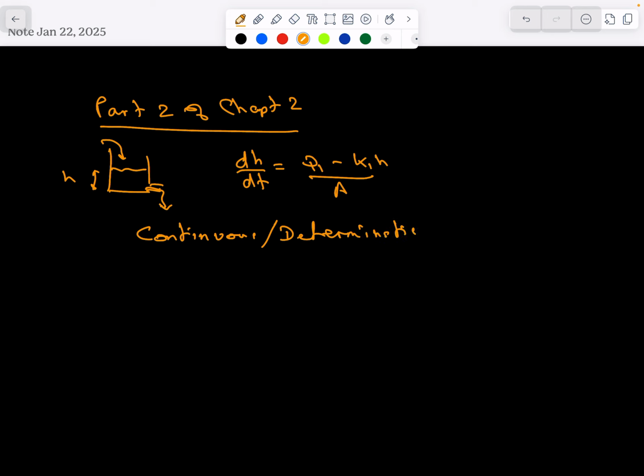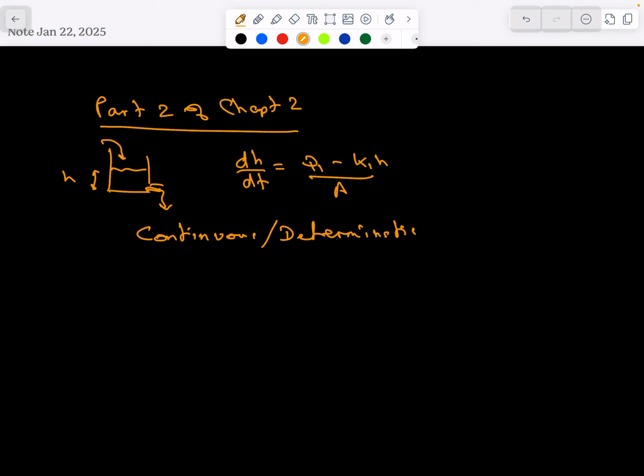These are very common kinds of models. A lot of electrical circuit models are continuous deterministic. A lot of mechanical models are continuous deterministic. A lot of chemical models, like chemical reaction networks and so on, as long as the concentrations are high enough, are also modeled as continuous deterministic models. So it's a very common way to do models. But there are other ways of building models, and the second half of chapter 2 talks about this.